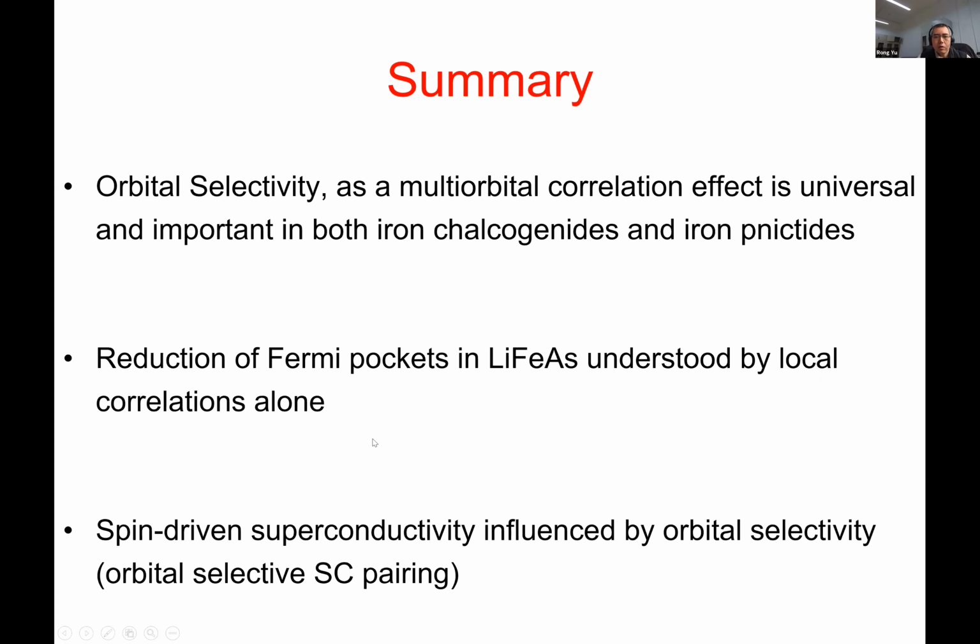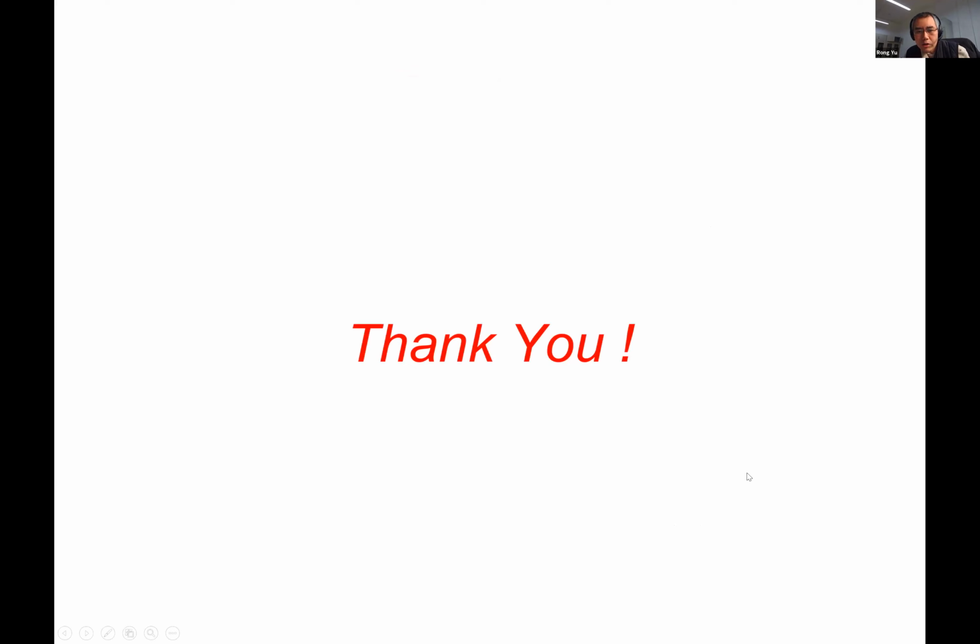I would also say some words on the superconductivity. Basically, the main driving force for the superconductivity is the antiferromagnetic spin exchange couplings. However, in the case of strong orbital selectivity, both the pairing structure and the gap structure of the superconductivity can be strongly influenced by the orbital selectivity, which leads to orbital selective superconducting pairing. Okay. And thank you very much for your attention.